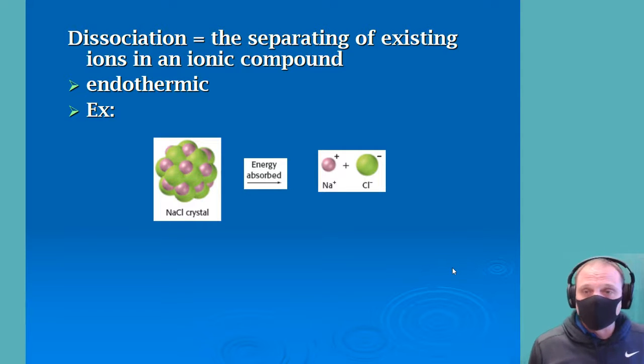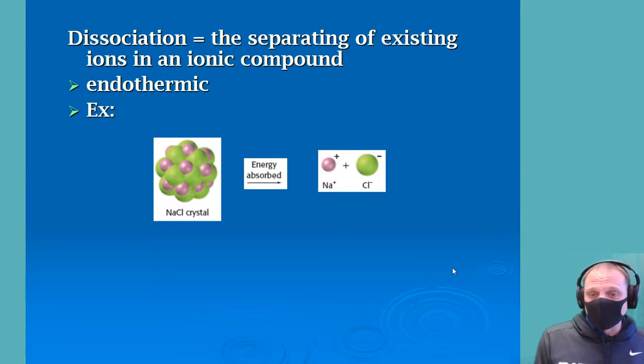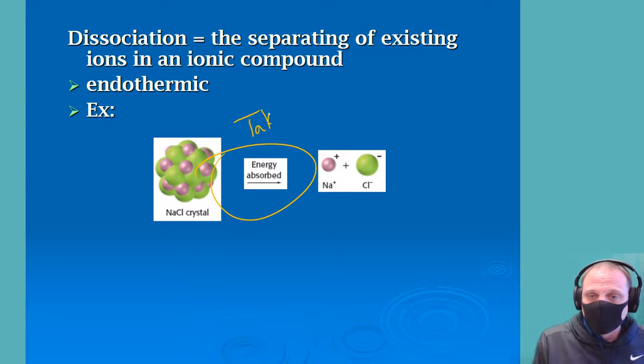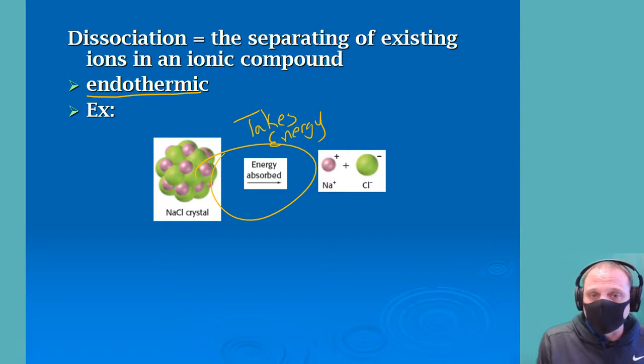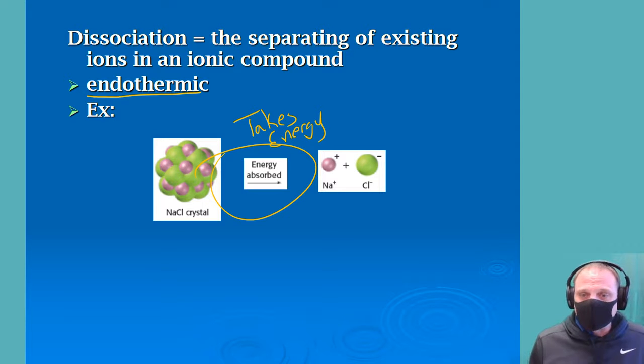The first term here is dissociation. And so remember that this is basically the part of dissolving where you're breaking things apart. Okay. And remember, it takes energy, right? It takes energy to break things apart. Okay. And so dissociation is endothermic because it's absorbing energy, right? It takes energy, so it's absorbing it out of the environment. So dissociation is a separating of the existing ions in an ionic compound, and this is going to be endothermic.